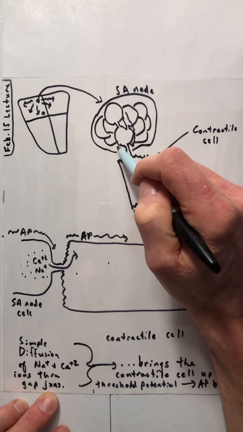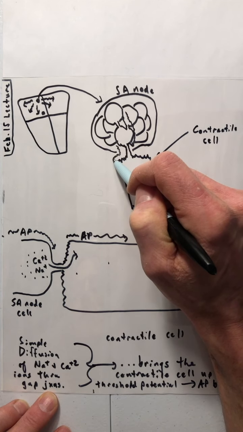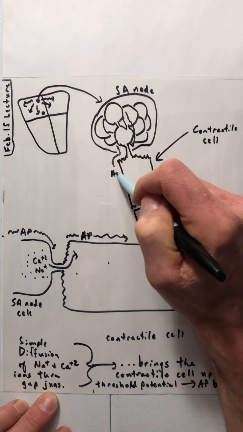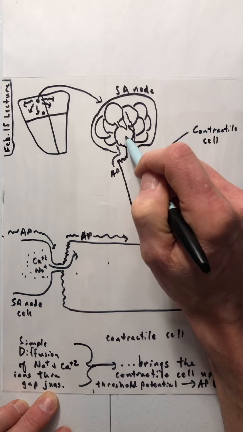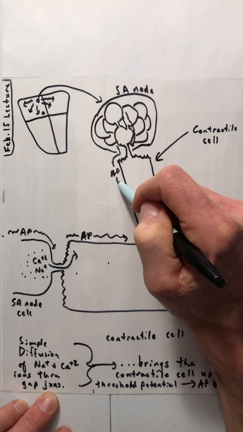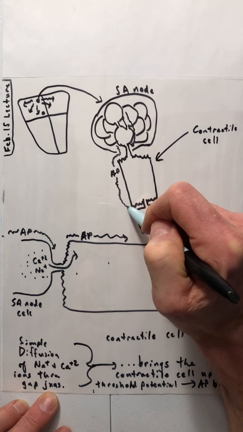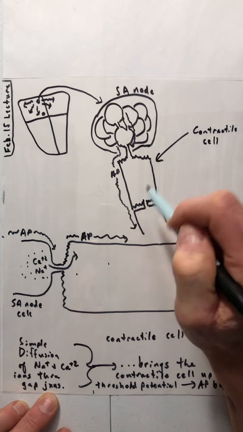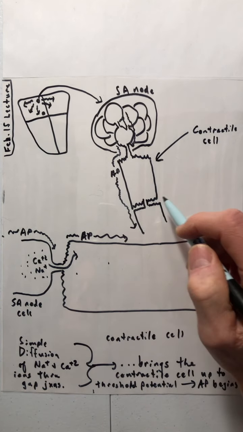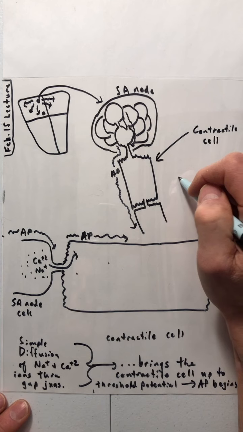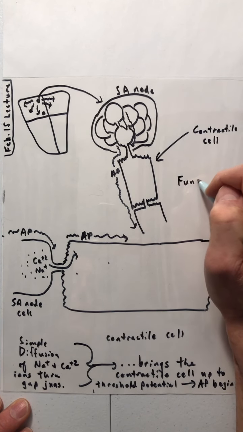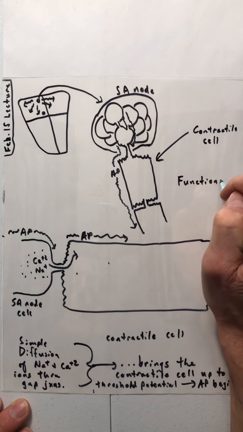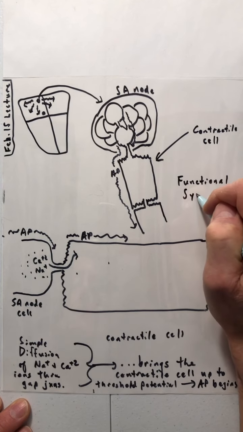So we get this propagation of the action potential with the little squiggly black line is my representation of that. From SA node cell down to contractile cell, and by the way, to the next contractile cell and the next, because they're all connected by gap junctions and they all work as a functional syncytium, as we talked about in a previous segment.